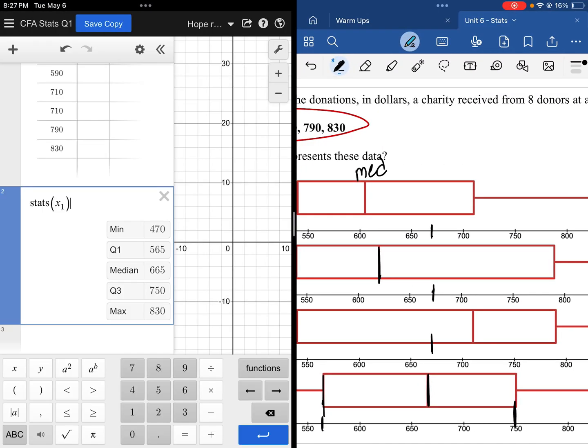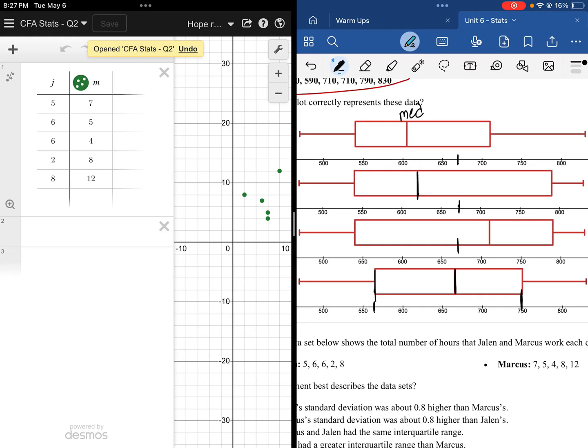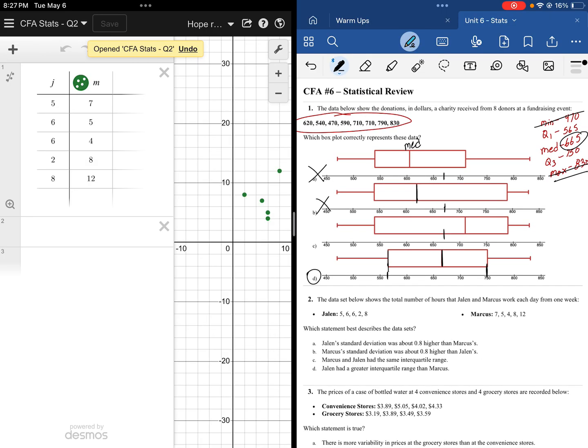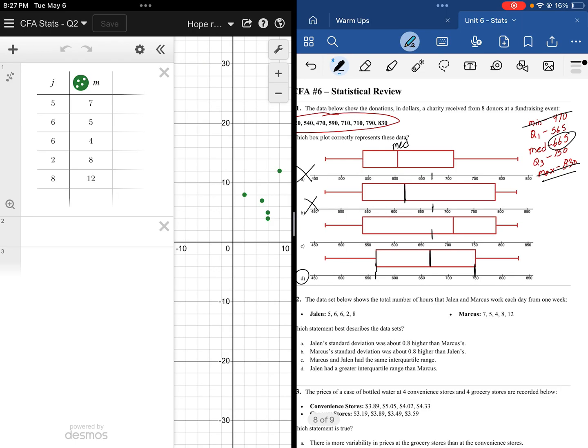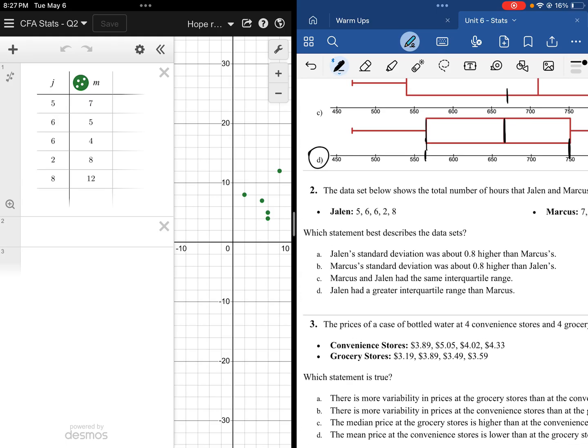I'm going to pull up the data that we need. Remember, you guys are going to make a table on these and put in our data. It says the data set below shows the total number of hours that Jalen and Marcus work each day for 1 week. And so we see our data. Let's go through and read our answers. It says, which statement best describes the data set?